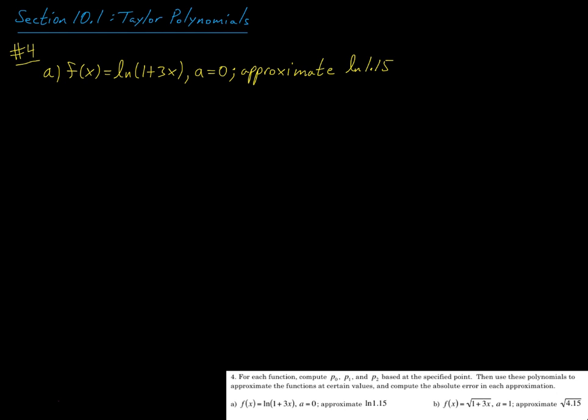Next up is question 4. It says for each function, compute p0, p1, and p2 based at the specified point. Then use these polynomials to approximate the functions at certain values and compute the absolute error in each approximation.